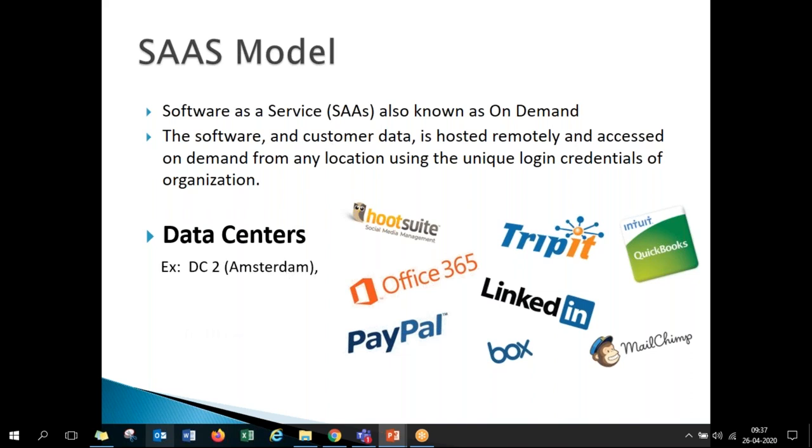Just to give you an example of a couple of them, we have data center number 2, which is in Amsterdam, Netherlands, and data center number 10, which is in Sydney, Australia. Similarly, we have one in South Africa, one in Saudi Arabia, and a couple of them in North America. Like that, around 15 data centers are being operated for all the global customers spread across the globe. So this is basically what a cloud or SaaS model is.